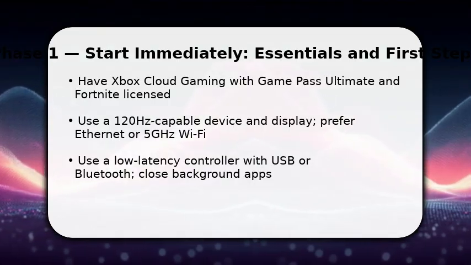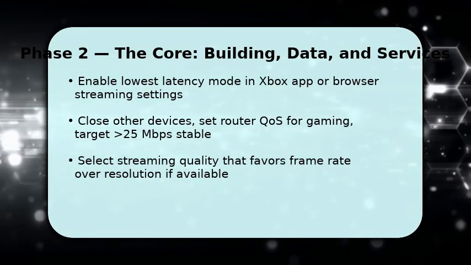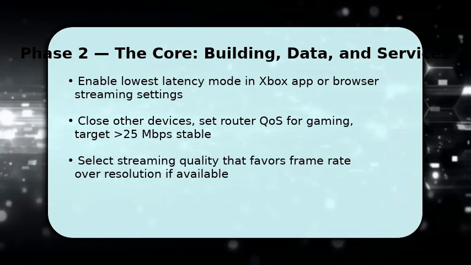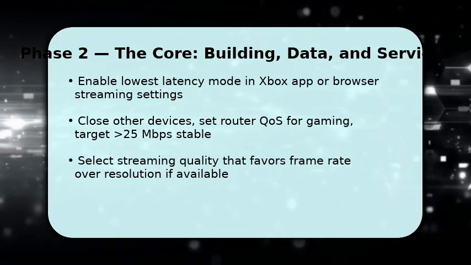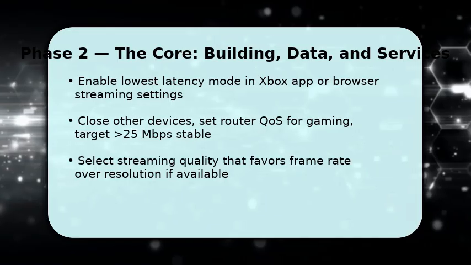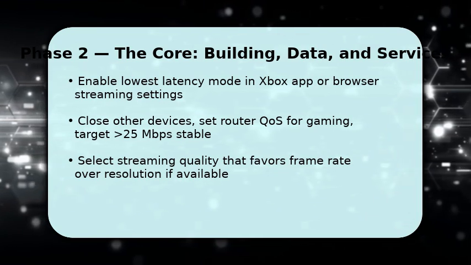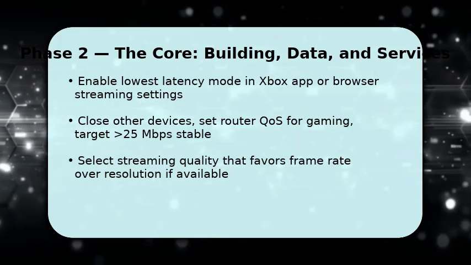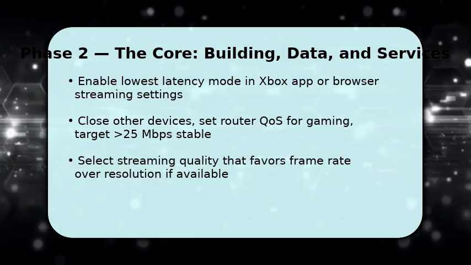Now you optimize the stream. In the Xbox app or browser, enable any low latency or performance streaming option. This reduces input lag and favors frame rate. Next, free up bandwidth, disconnect other devices, enable router QoS for your gaming device, and aim for a consistent connection above about 25 Mbps. Also choose a streaming preset that sacrifices resolution for smoother frames when that option exists. This trades some visual fidelity, so Fortnite can reach 120 frames per second more reliably on cloud servers.